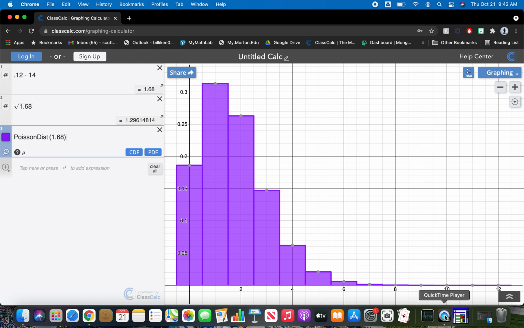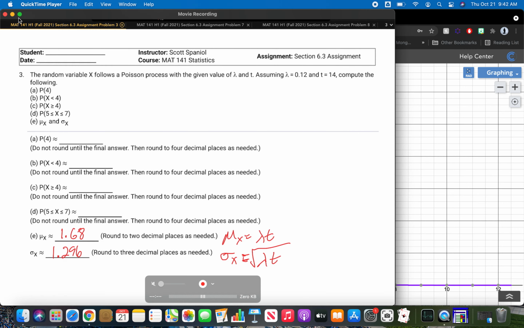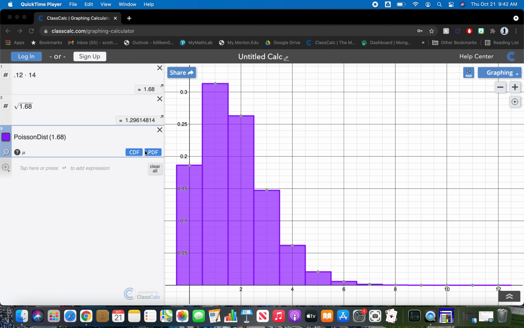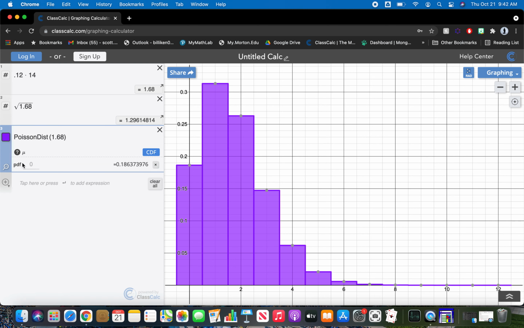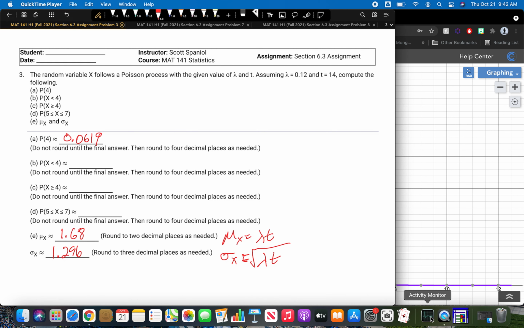So the first one here is the probability of exactly 4. So we bring up PDF and we just type in 4. And the probability of exactly 4, rounded to 4 decimal places, is 0.0619. Okay. So that's the idea there.